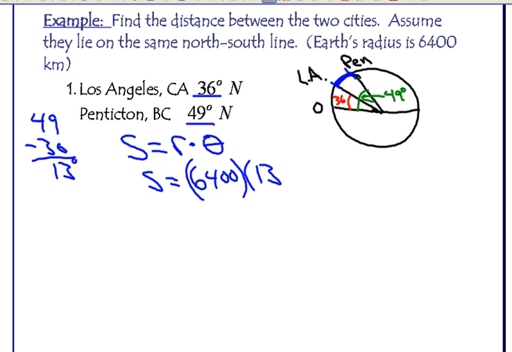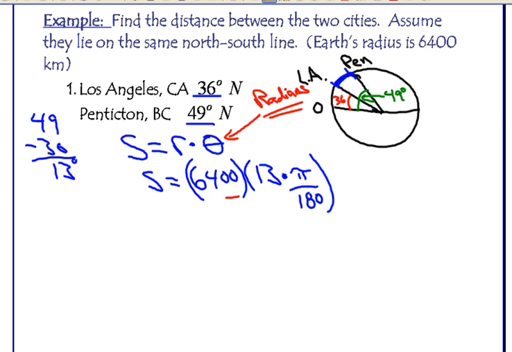Hopefully this is bothering some of you guys. Say, wait a minute, you can't put in 13 degrees. That is in degrees. This formula that we're using, arc length equals the radius times the angle, that angle has to be in radians. So we can do this all in one step. How do I switch from degrees to radians? I'm going to take this degree measure and multiply it by pi over 180. I can do that simultaneously because that theta needs to be in radians.